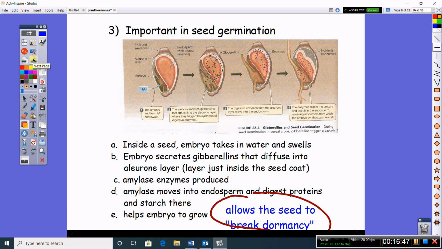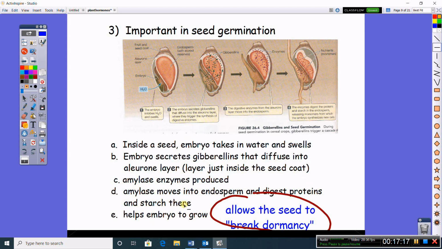This is number 3. You don't have this picture. All you have to fill in is that it's important in seed germination and it allows the seed to break dormancy. Remember that if you just had a seed laying on your kitchen counter, it could stay there forever and ever and ever, okay? Until it imbibes water, until it takes in water, that embryo in the seed is not going to be active.